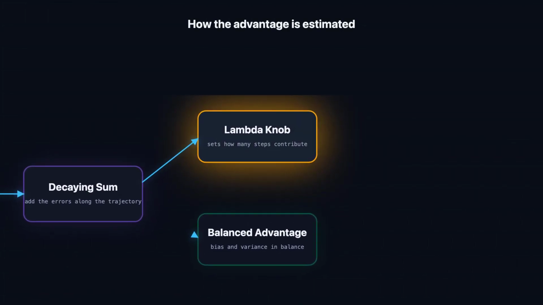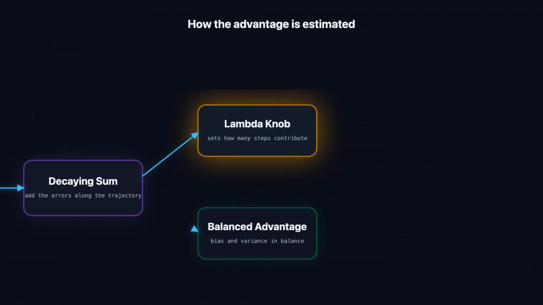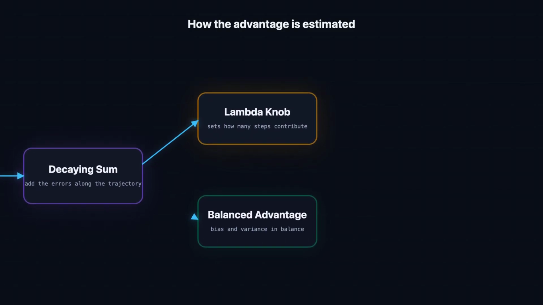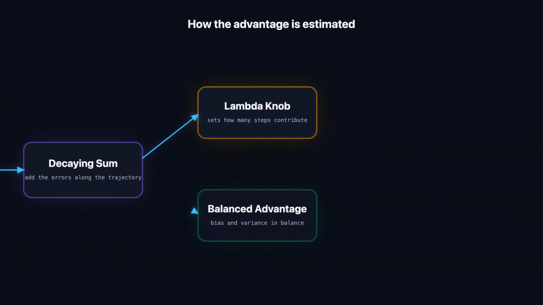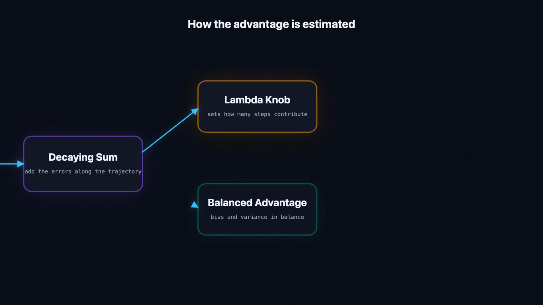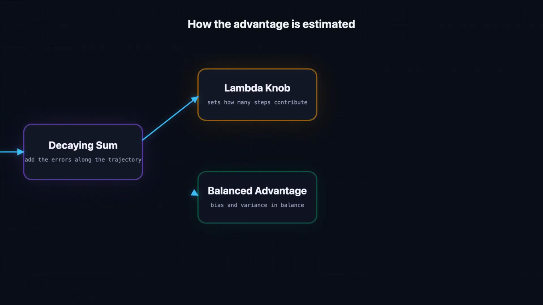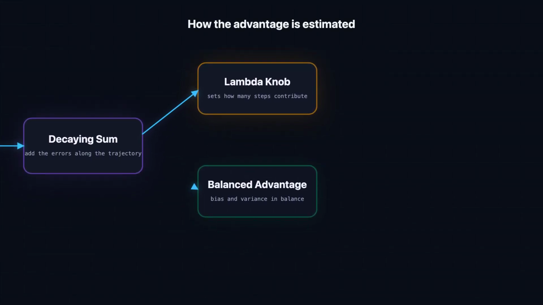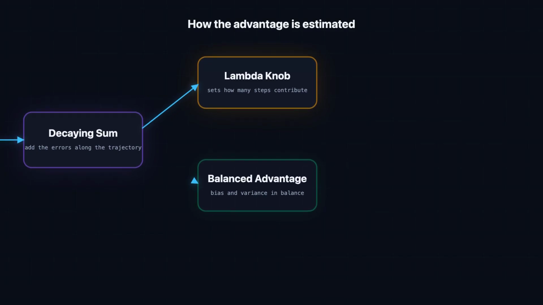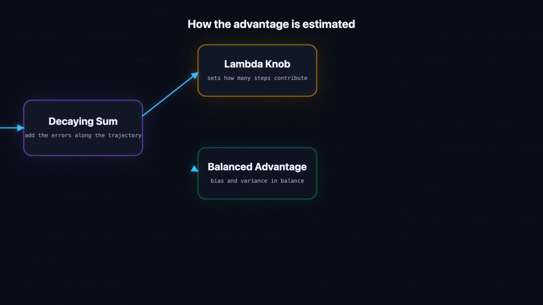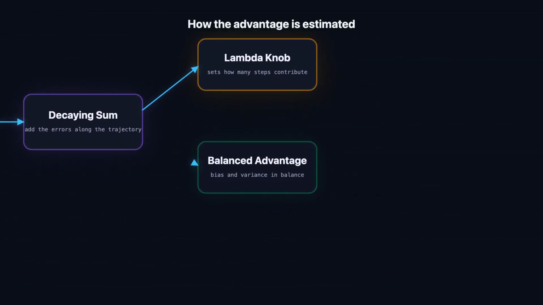What controls that decay? The lambda knob working together with the discount gamma. Each step's error is weighted by gamma times lambda raised to how far away it sits. Turn lambda down and the sum collapses toward just the first term, the low variance one-step estimate. Turn it up and many steps contribute, approaching the full noisy return. Lambda literally sets how far credit reaches.